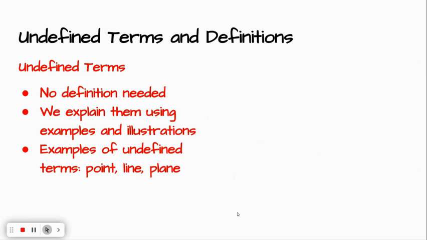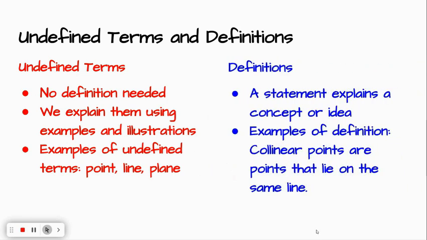Now, if we look at that in contrast to definitions, a definition is a statement that explains a concept or an idea. And we've had several of these definitions here in Unit 2. An example of a definition might be something like collinear points are points that lie on the same line. So in this sentence, we explain the idea or the concept of collinear points.